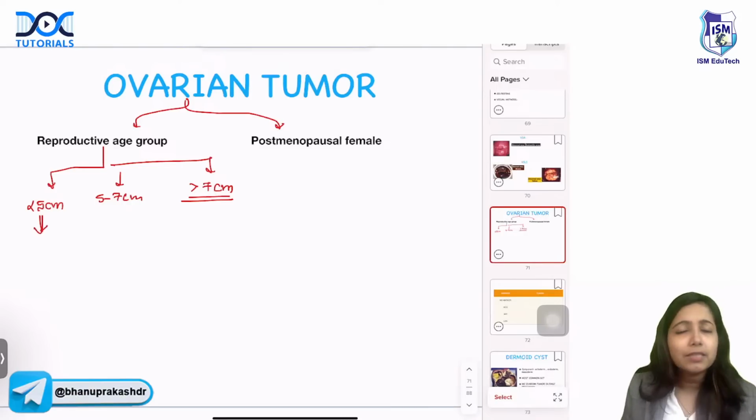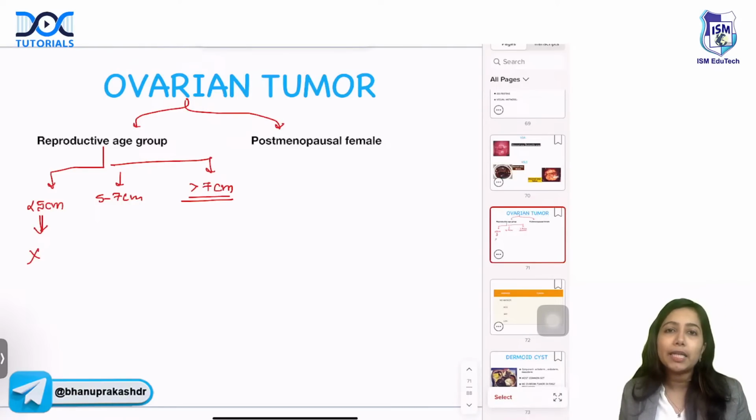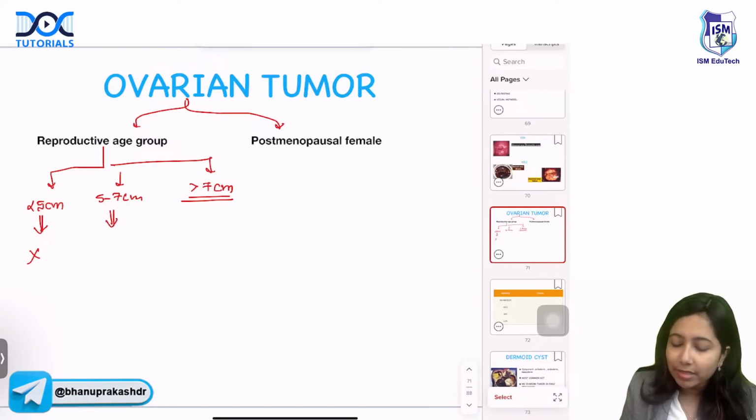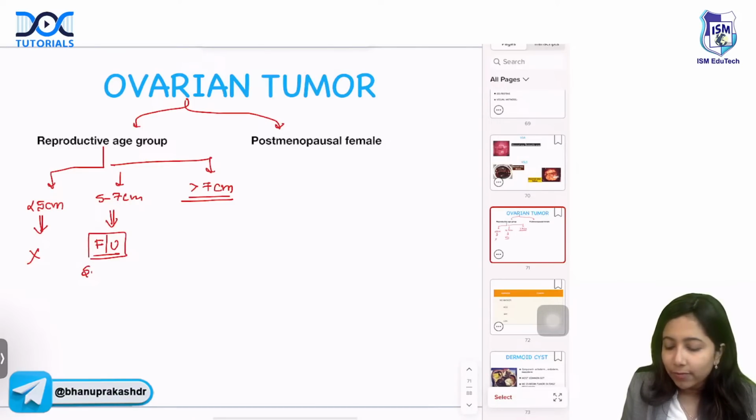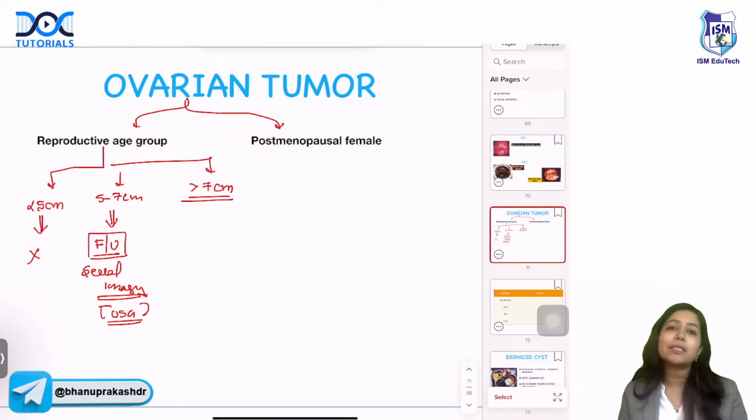In less than 5 centimeter, we did not do anything in a reproductive age group female. If it is between 5 to 7 centimeter, I'm going to follow up these patients. We'll follow up with serial imaging. And usually we go for ultrasound for the initial assessment.